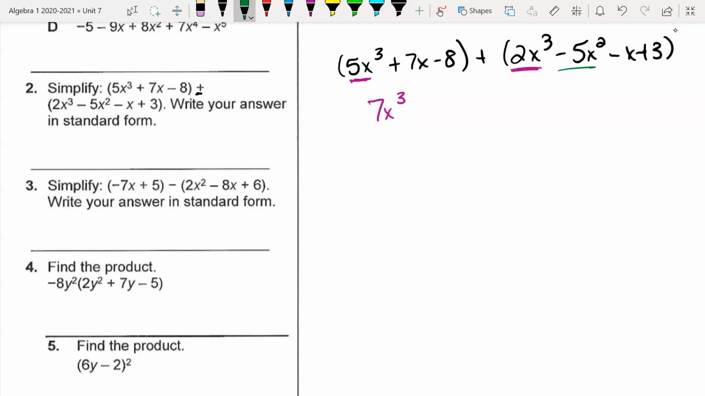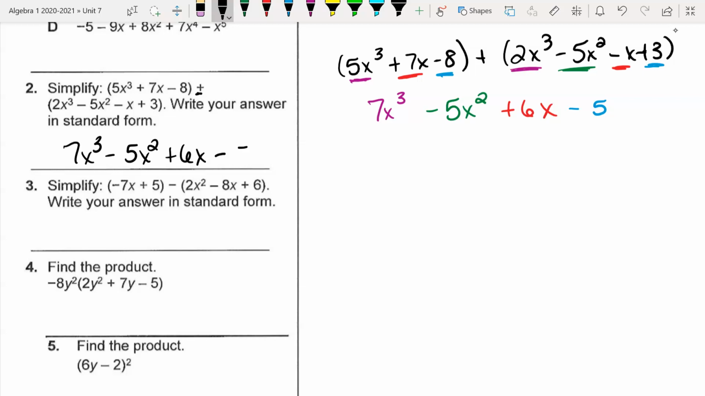Then I would look for my x squareds. There's only one of those, so I'm just going to copy that one down. Go to my x's, 7x minus x would be 7 minus 1, which is 6, so 6x. And lastly, negative 8 plus 3 would be negative 5. So my answer would be 7x to the third minus 5x to the second plus 6x minus 5.